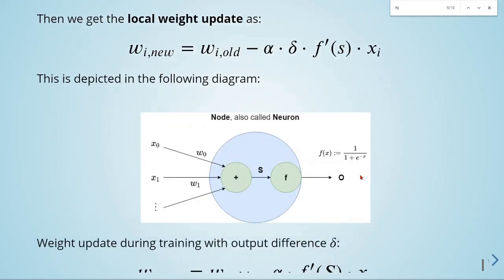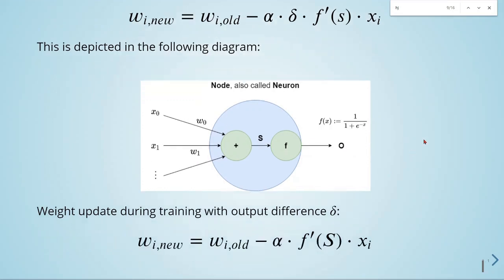And this we can see in this diagram. So we have inputs, we have weights, we have the sum. To this sum, we apply a function, in this case, for example, the sigmoid. So the sigmoid is applied to the sum, and then we have the output. So this is the weight update during training with the output difference delta.